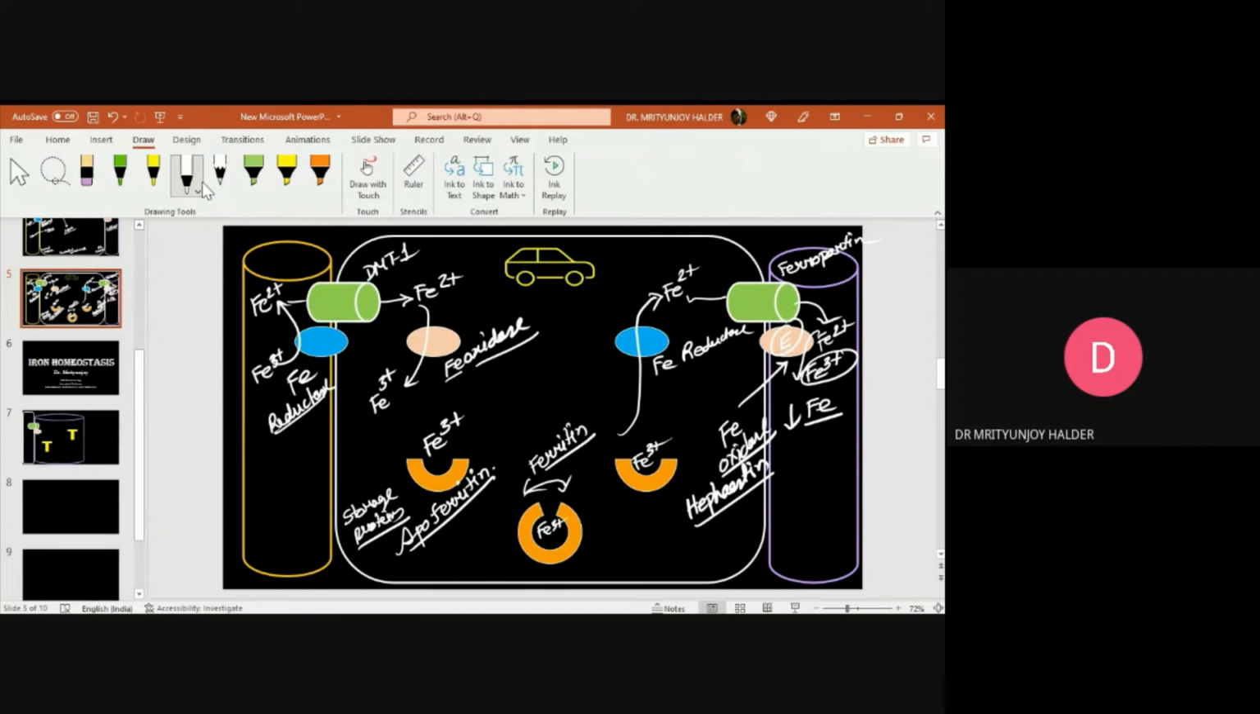It is called the hephaestin molecule, and the hephaestin molecule converts the ferrous form into the ferric form. So it concludes the first part of iron homeostasis. In the next part, we will learn in detail how the iron is transported in the blood circulation. Thank you.